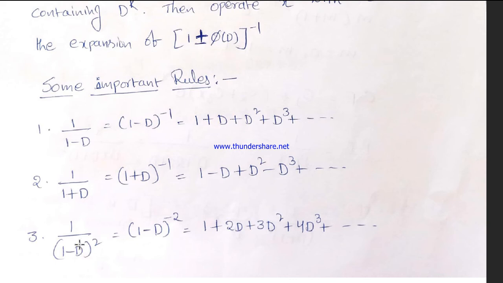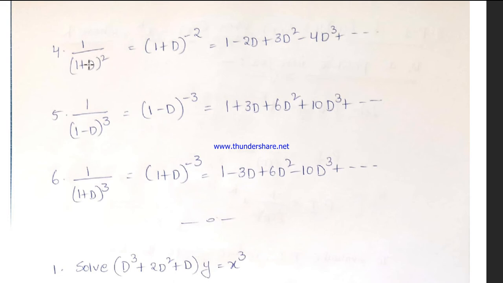So next, 1 by (1 minus D) whole square is equal to (1 minus D) whole power minus 2, equal to (1 plus D) whole power minus 2. So that's why we can write it carefully with constants. That is 1 plus 2D plus 3D square plus 4D cube plus so on. So next one is 1 by (1 plus D) whole square, means (1 plus D) whole power minus 2 expansion, that is 1 minus 2D plus 3D square minus 4D cube plus so on.